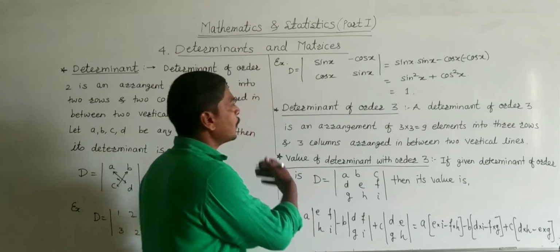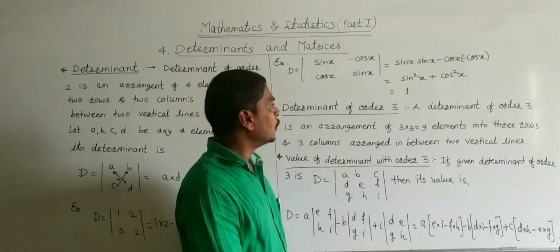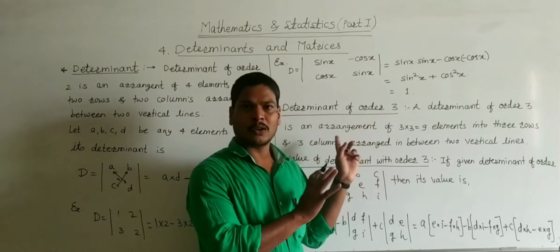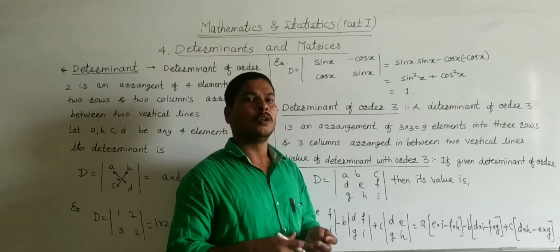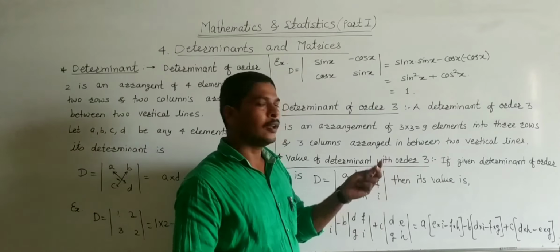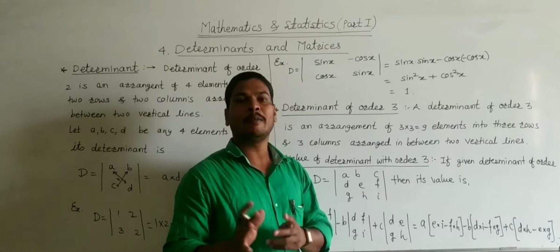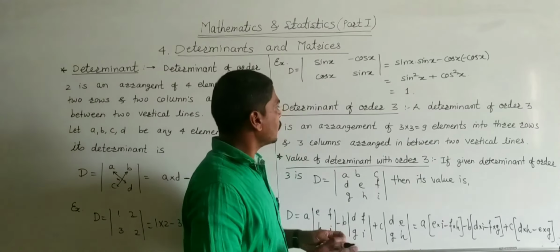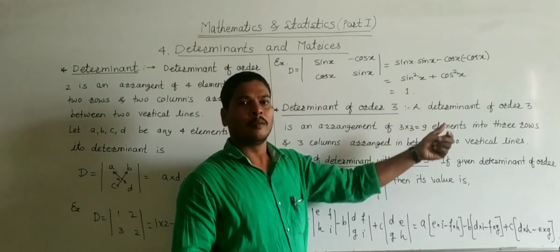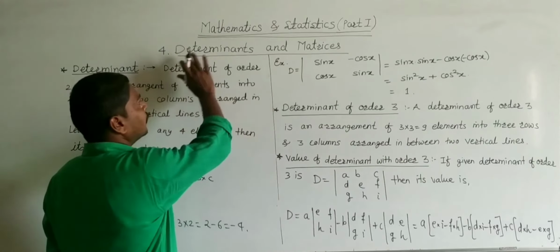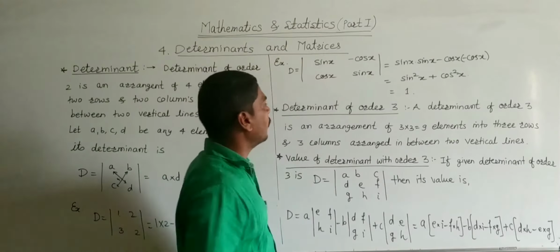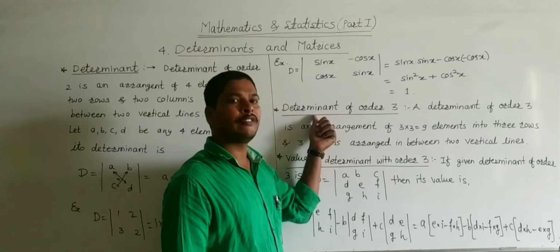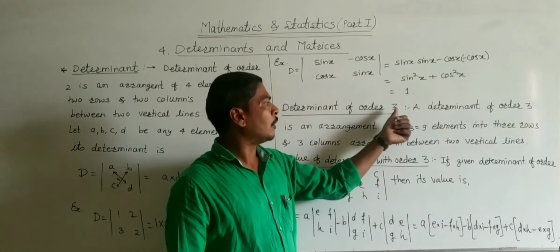Now the next definition is determinant of order 3. Already we have discussed all these things, determinant and matrix, determinant of order 2, determinant of order 3 in our lectures of fundamental mathematics. Okay, so again we are revising all these things because these are contents of our unit number 4, determinants and matrices. So next definition, determinant of order 3.